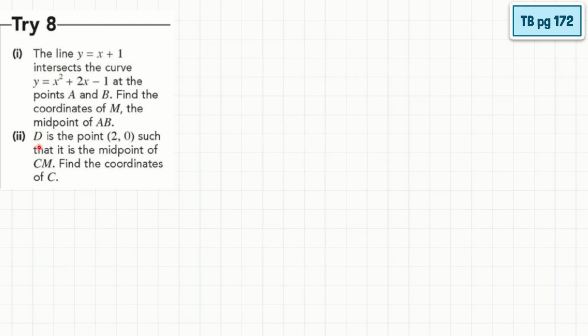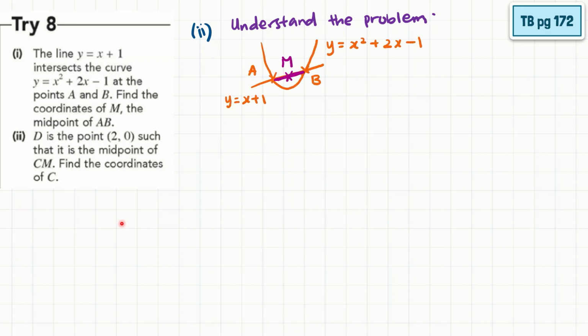So in part 2, it says that D is actually the point (2, 0) such that it is the midpoint of CM. Find the coordinates of C. So part 2 is a continuation of part I. So I will make use of the diagram that I have already drawn in part I. That will be my process in understanding the problem first. So this was what I had in part I.